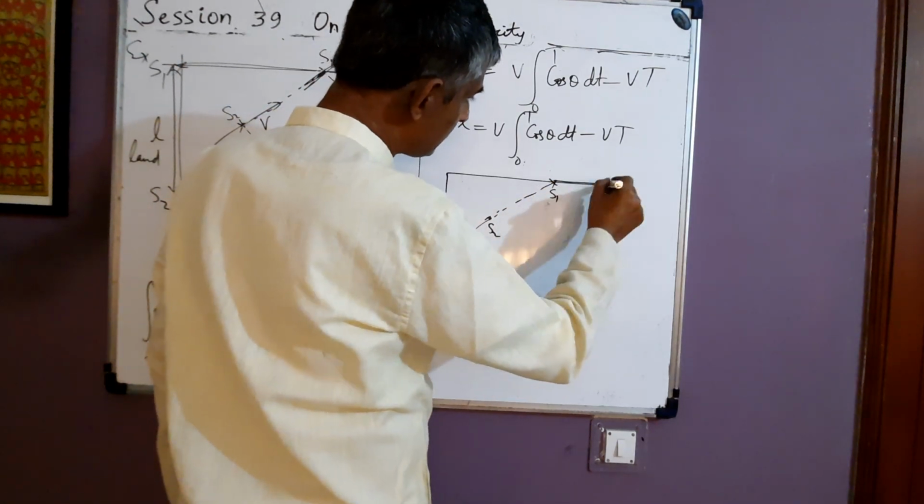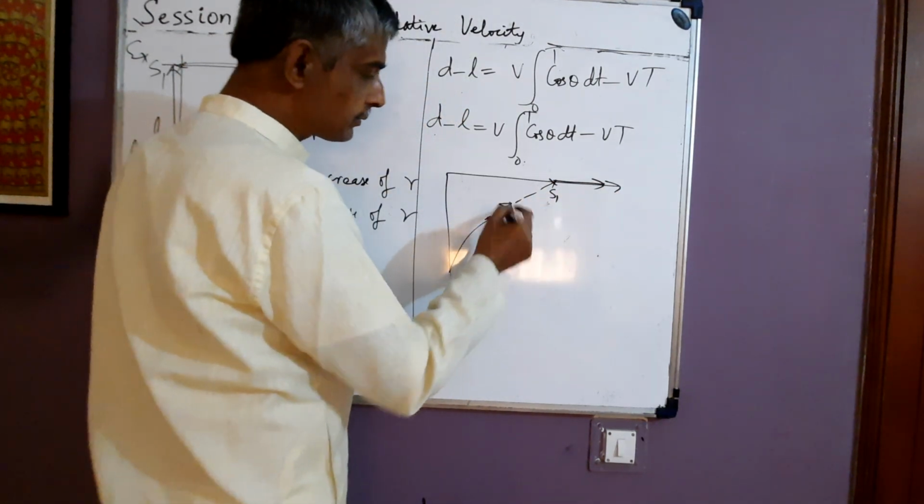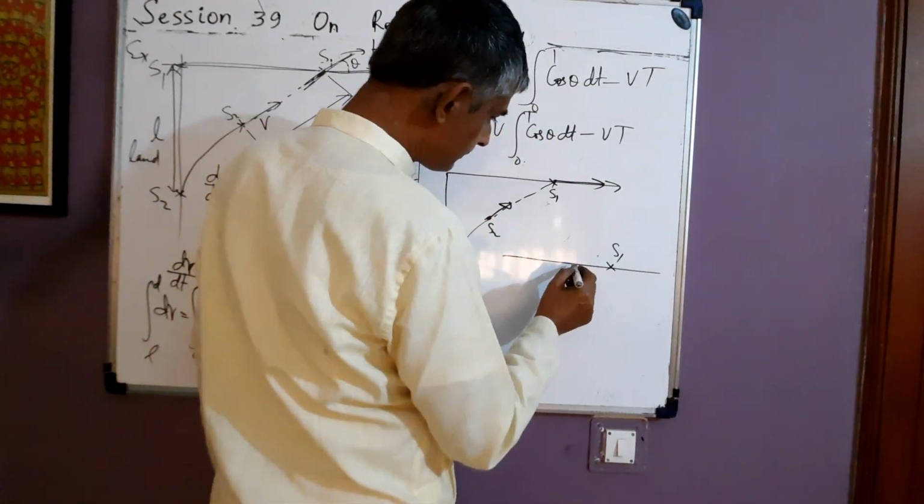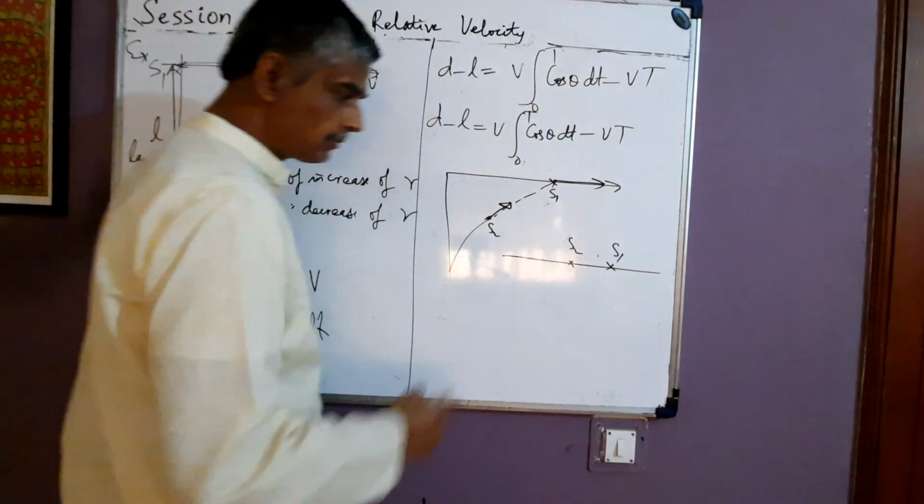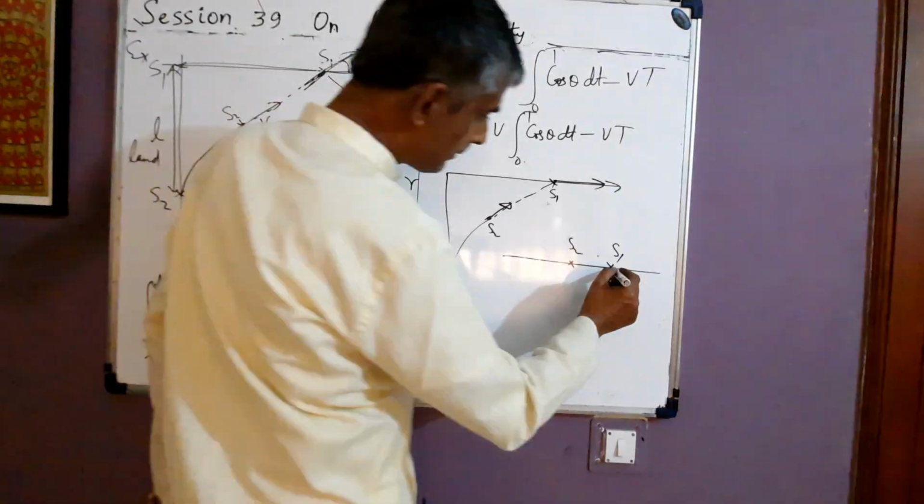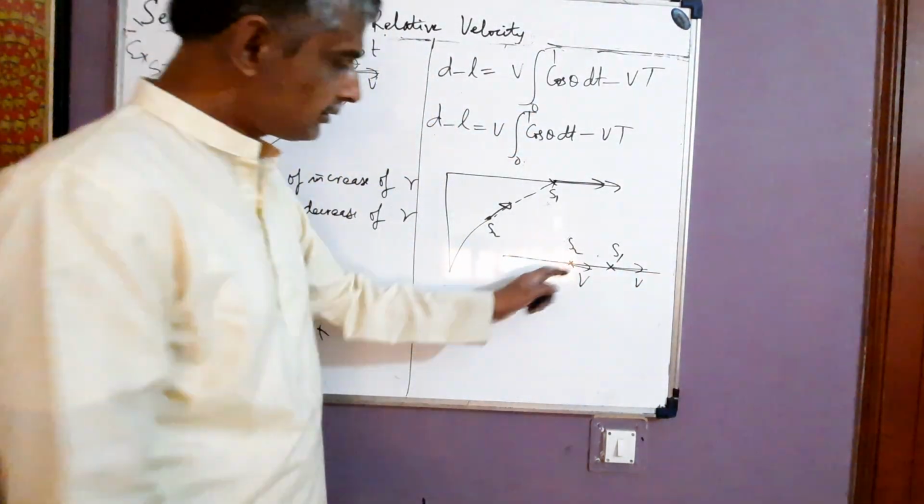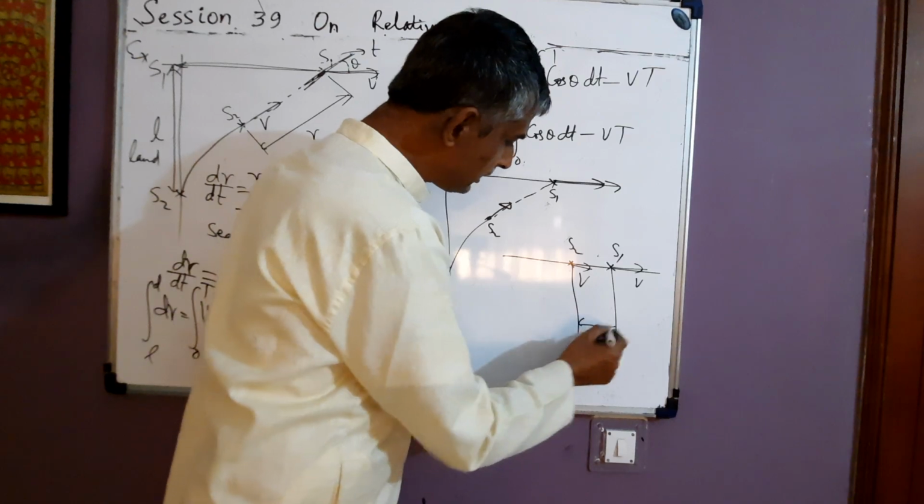S1 is moving in this way. S2 is moving this way. At a certain instant, what will happen? S1 is somewhere here, and S2 also comes on this line of motion of S1. Both are moving at the same speed v in the same direction. In this case, the distance between the ships will become constant, d.